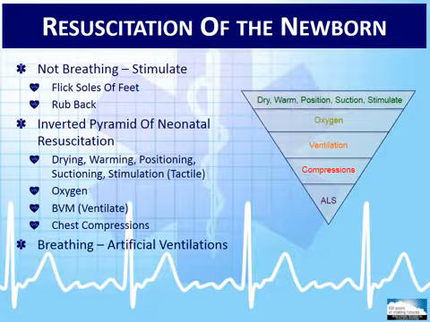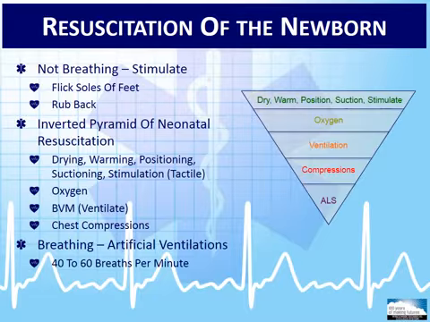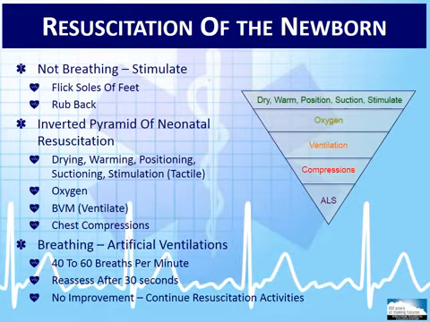If the newborn's breathing is shallow, slow, absent, or otherwise inadequate, the EMT should ventilate the baby at the rate of 40 to 60 breaths per minute. Reassess after 30 seconds and see if the newborn's respiratory effort has improved. If not, continue ventilations, assess for a pulse, and continue resuscitation efforts.